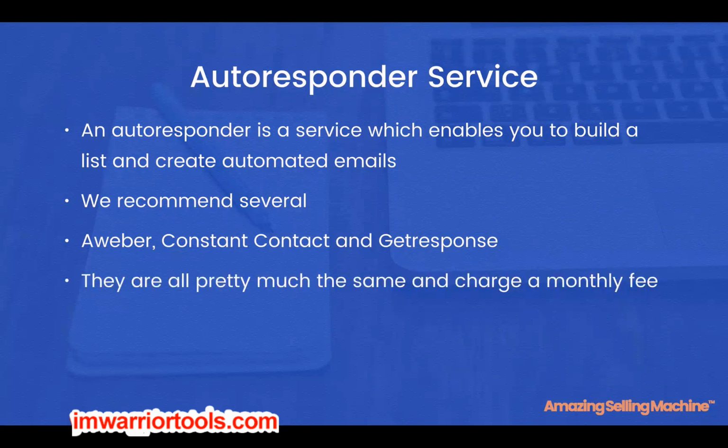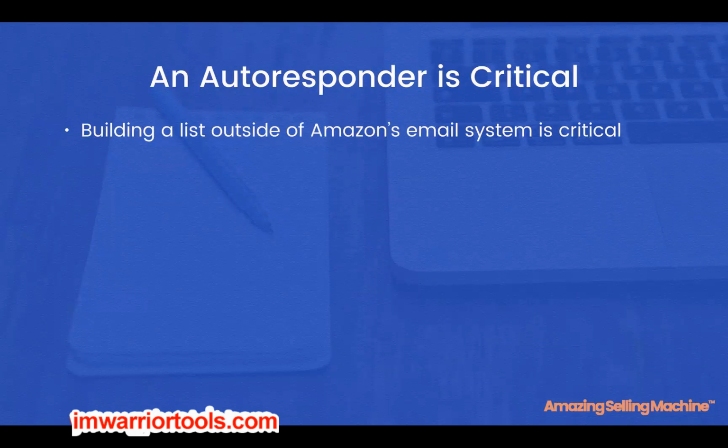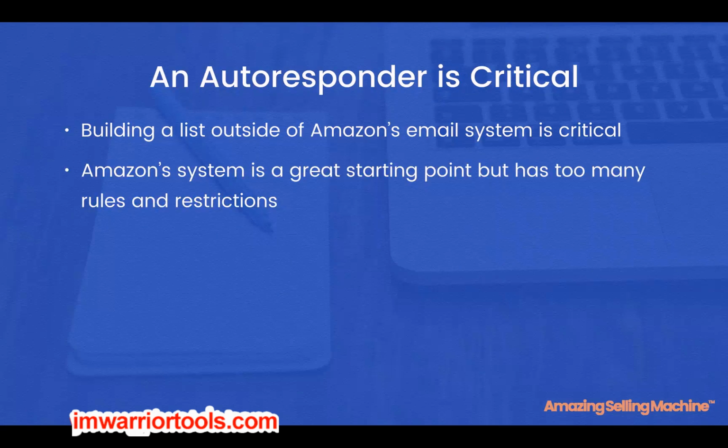Now, these three are all pretty much the same and charge a monthly fee. However, you can also use MailChimp, which is free to start with. Building a list outside of Amazon's email system is critical. Amazon's system is a great starting point, but has too many rules and restrictions, and you will be learning about it in the next module.